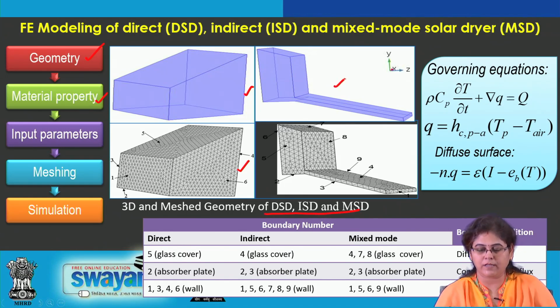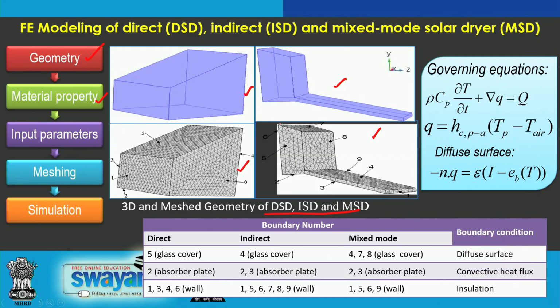So, this one represents both indirect and mixed mode. If the top surface of the drying chamber is opaque, then it is designated as the indirect solar dryer, and having the transparent glass cover we can solve it as the mixed mode solar dryer, or if it is opaque it is an indirect solar dryer.